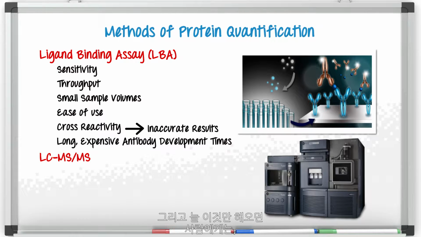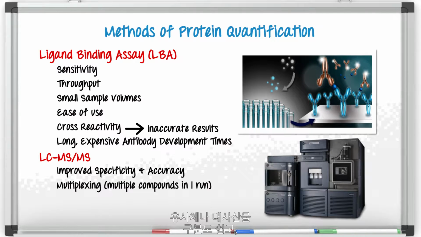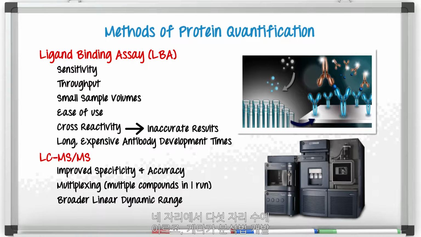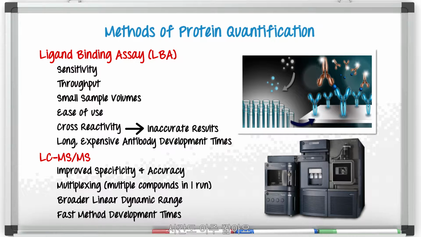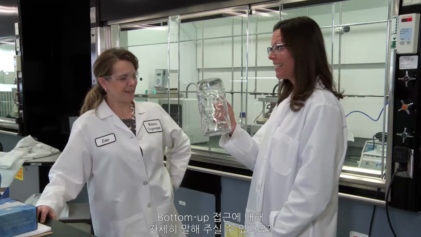For those of us that have been doing it forever, we really appreciate the improved accuracy and precision. You can multiplex very easily and distinguish analogs, metabolites, closely related compounds, and degradation products. It has a very broad linear dynamic range, 4 to 5 orders of magnitude, and very quick method development time, maybe a week or two. So how does that sound? Erin, LCMS sounds great. Can you tell me more about this bottoms-up approach?